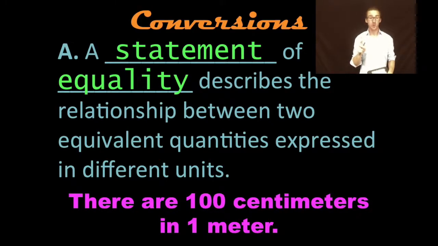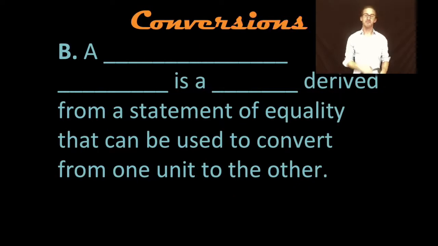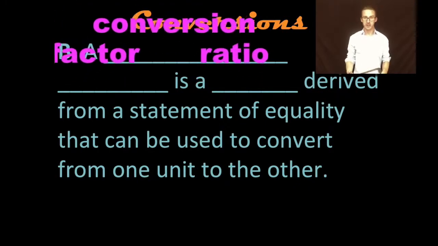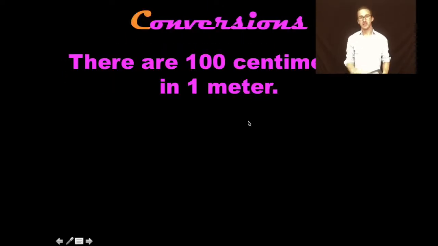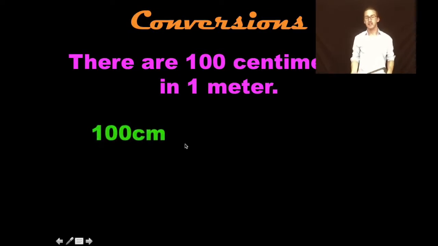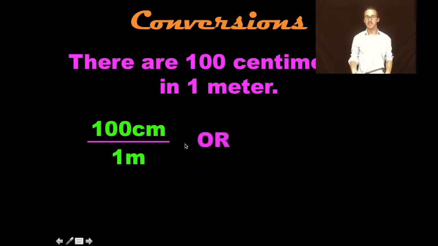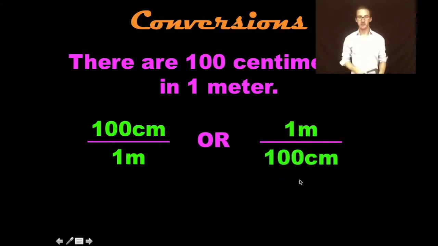Two equivalent quantities, 100 centimeters and 1 meter, are the same distance or the same length, but they're expressed in different units. A conversion factor then is just a ratio that is derived from that statement of equality that can be used to convert from one unit to another. So as we go back to this statement of equality that says there are 100 centimeters in 1 meter, a conversion factor that we could create from that statement of equality would look like what you see on your screen there, a ratio, 100 centimeters over 1 meter. Or we could write 1 meter over 100 centimeters. Two equivalent quantities expressed with different units.